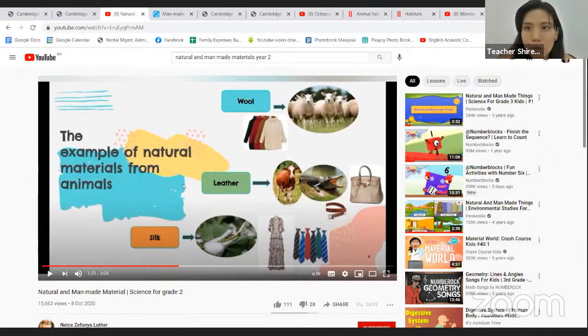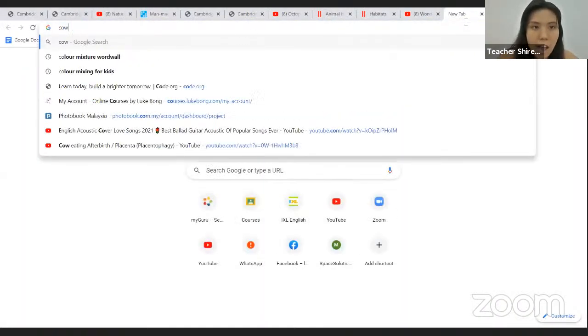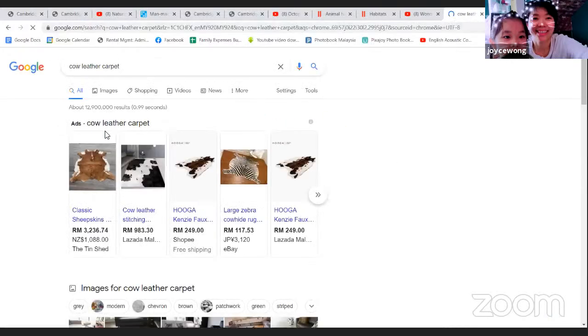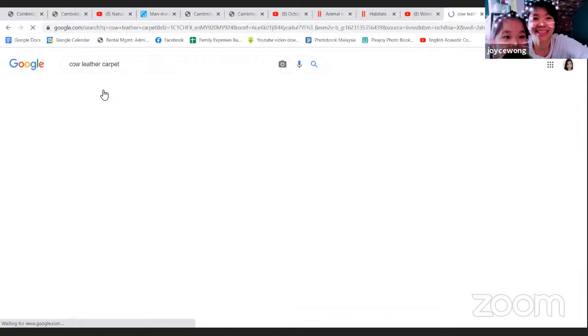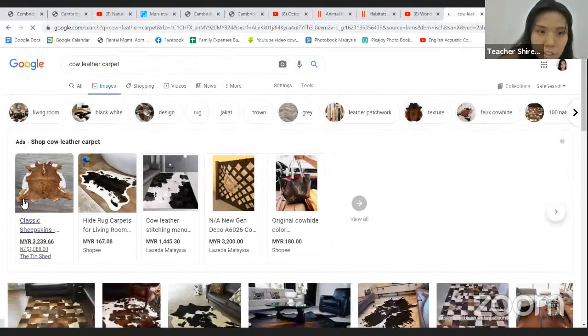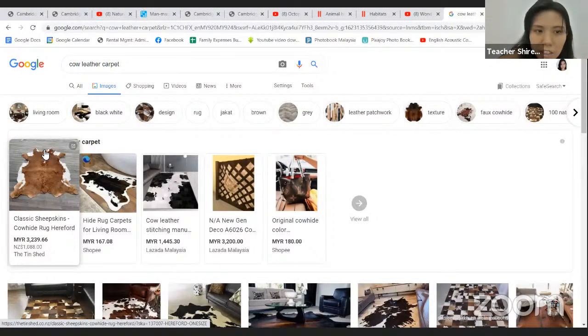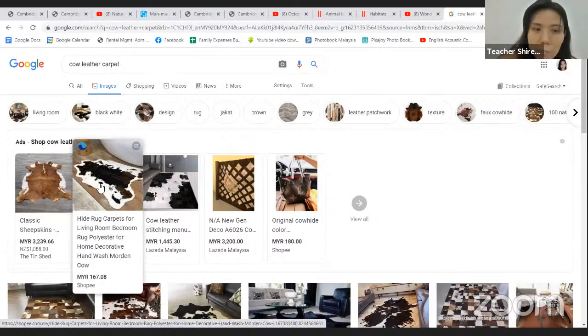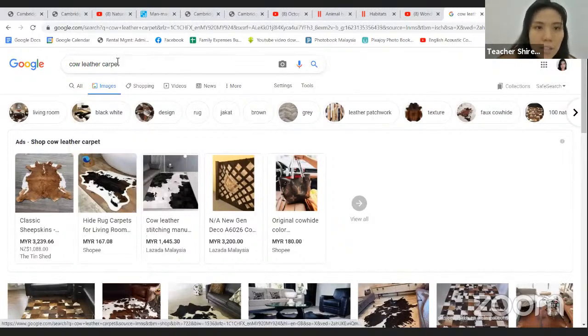Let me show you how cow leather becomes a carpet. Okay, cow leather carpet. Can you see the picture here? So this whole thing is the cow skin, or the sheep skin. So this is how you make the rug. So leather is made out of animals.